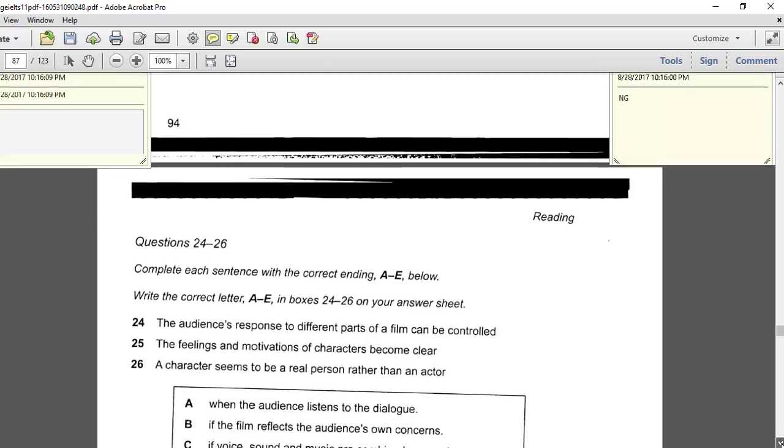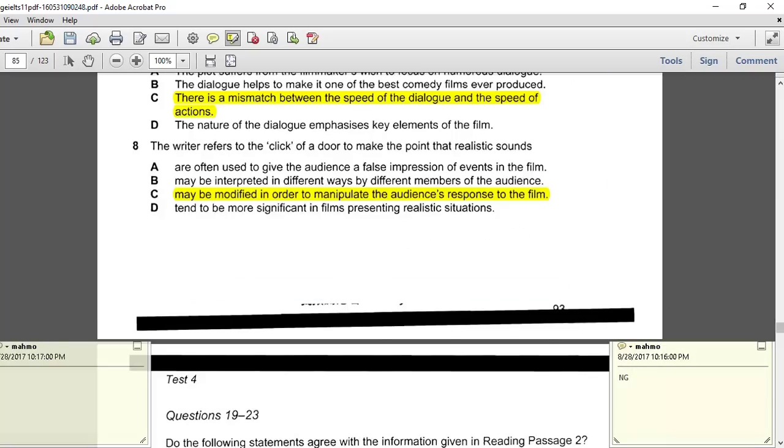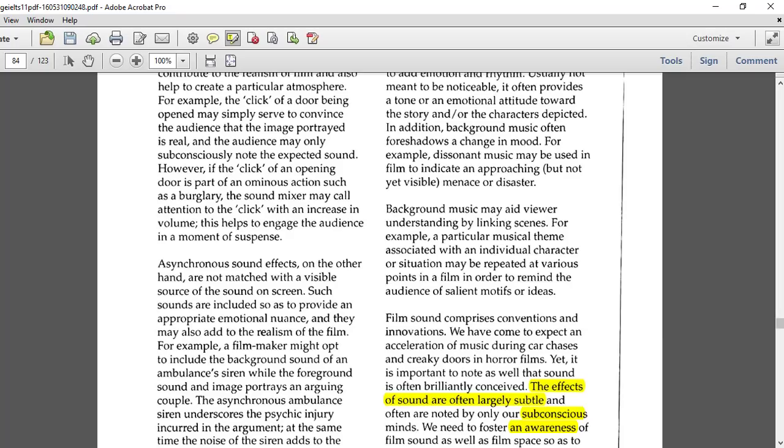We're still in this passage. Audiences' responses to different parts of a film can be controlled. The audience's responses to different parts of the film can be controlled. Okay, write a letter. I'm reading it again, I lost attention. The audience's response to different parts of a film can be controlled. Okay. Get back to the passage.